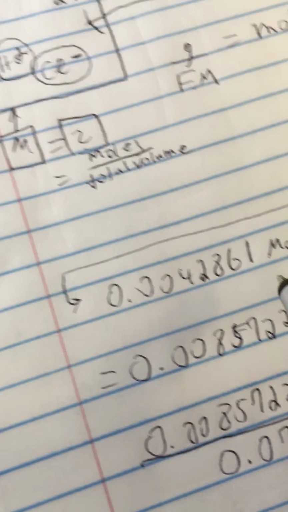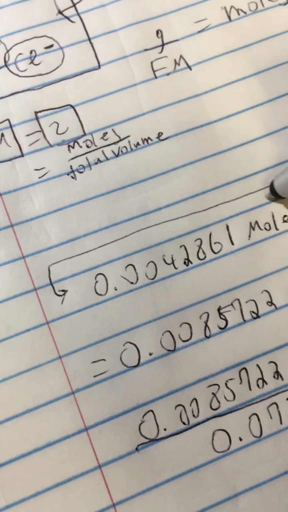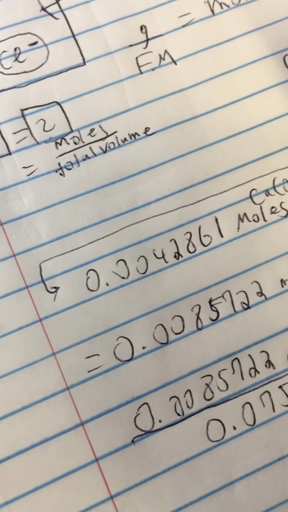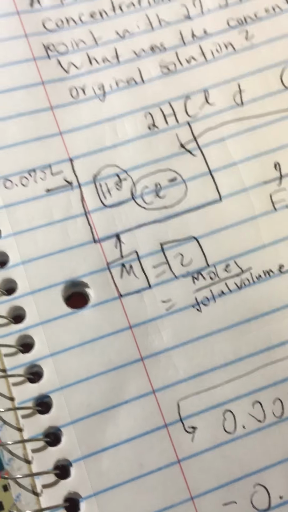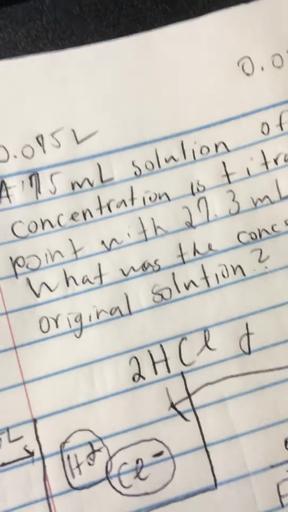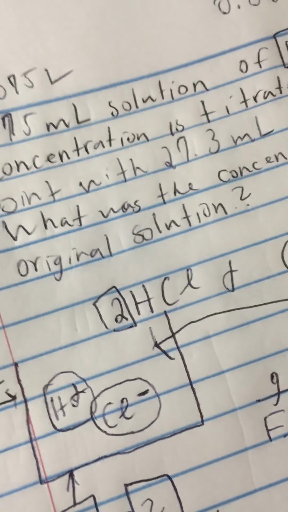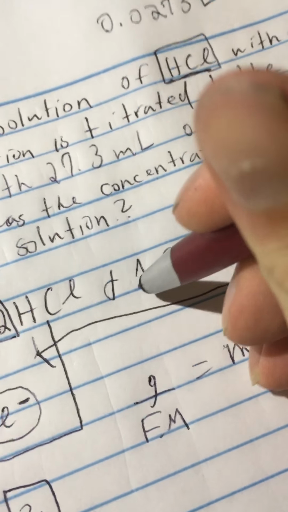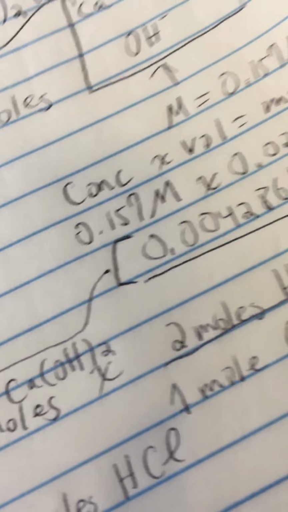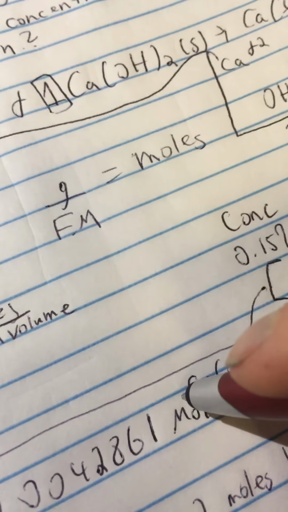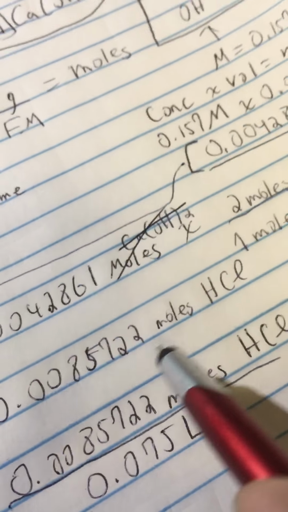So what we need to do now is multiply the moles of Ca(OH)2, my bad, by the stoichiometry from the balanced equation. If we look back, we'll see that we have 2 moles of HCl and 1 mole of calcium hydroxide. So doing the math, we'll take the number we got from here and multiply it by 2. These will cancel out, respectively, leaving us with this number.